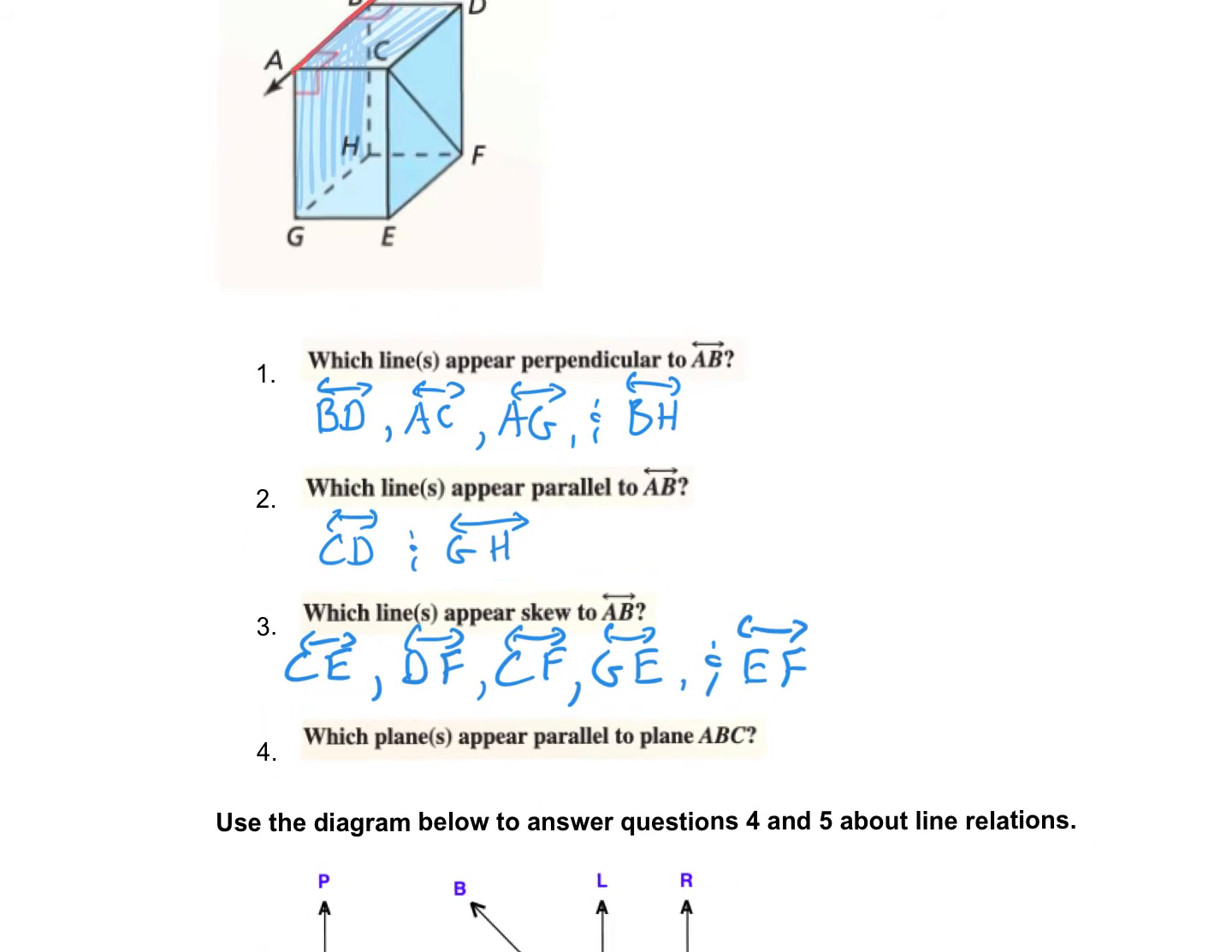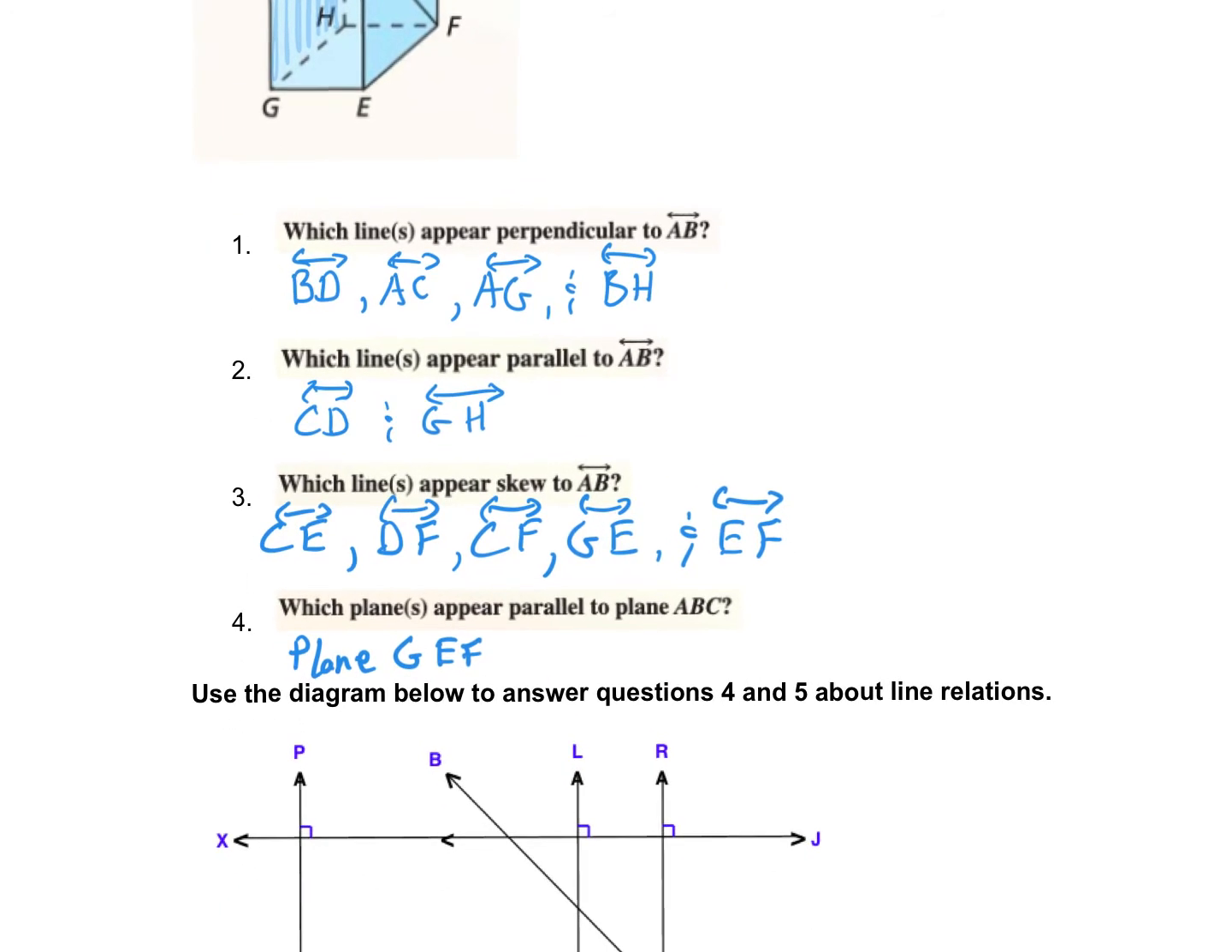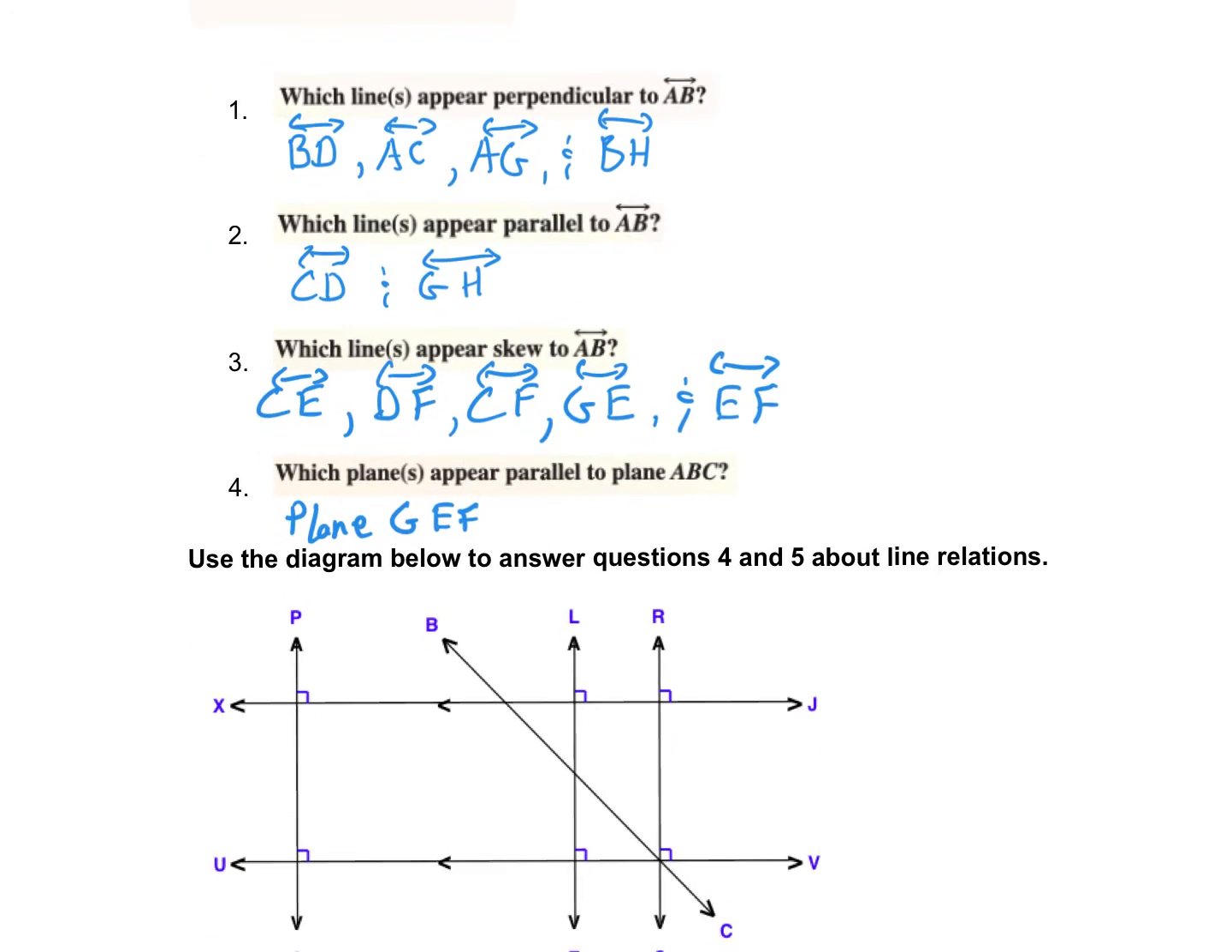Finally, the last one, which plane appears parallel with ABC? ABC is the top, on top. So the plane that is parallel to it, meaning one that will never touch it, is plane GEF. You can use any combination of H, G, E, and F to name the plane. So pick any of those 3 letters.